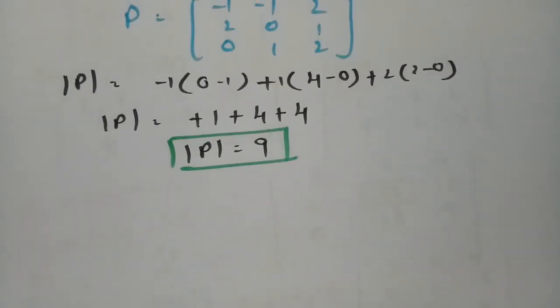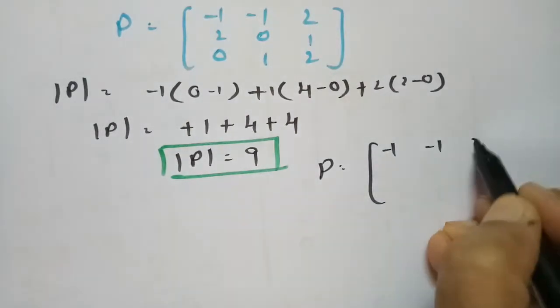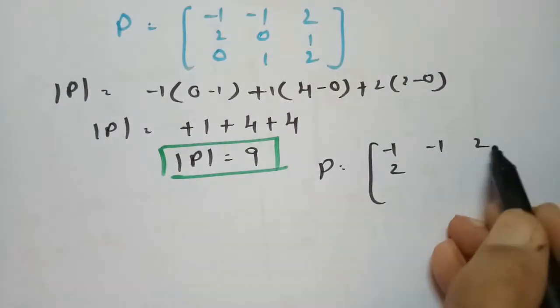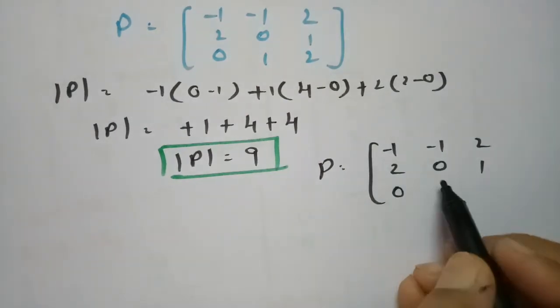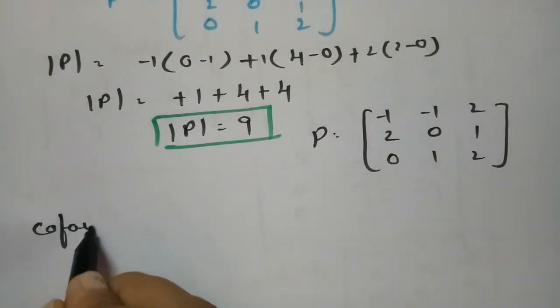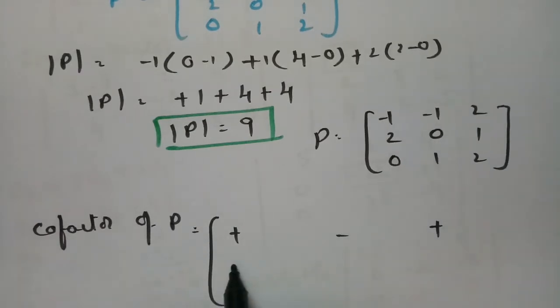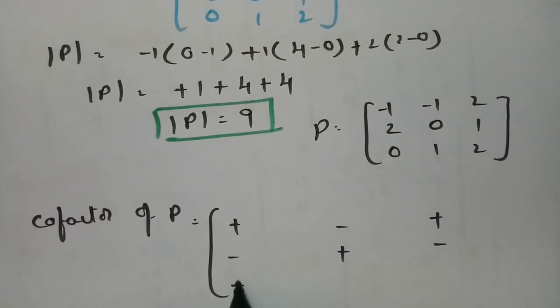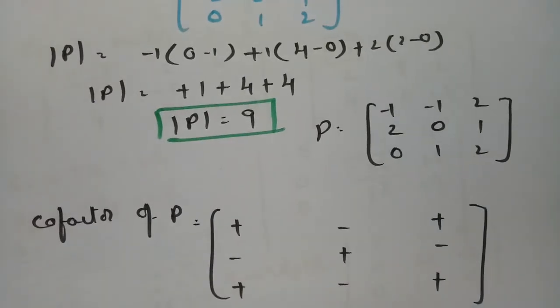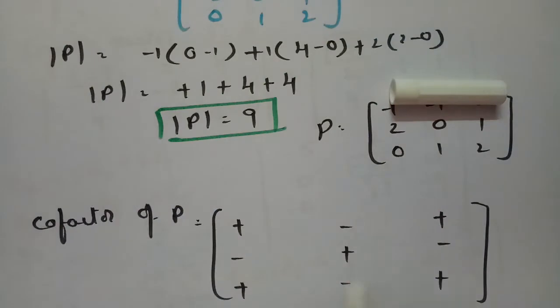So now again we have to find the cofactor for this. P is nothing but minus 1, 2, 2, 0, 1, 0, 1, 2. So what is the cofactor? The cofactor of P is nothing but, see here, the sign pattern is plus minus plus, minus plus minus, plus minus plus. So we have to calculate all these values here. In order to find this one, we have to close this row as well as this column.